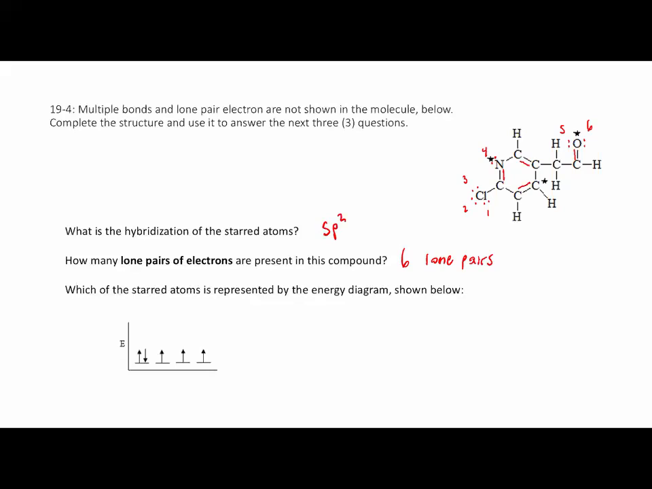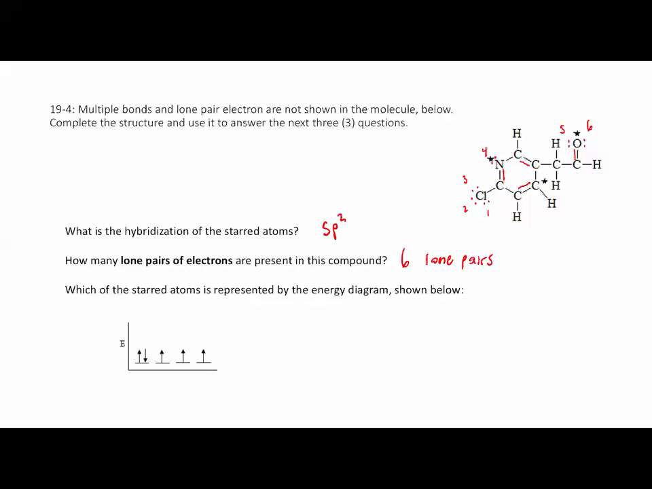Okay, so the last question: which of the starred atoms is represented by the energy diagram shown below? So the particular combinations of standard atomic orbitals added together determines the shape and energy of hybrid orbitals formed. So the energy of the hybrid orbitals is the average of the atomic orbitals used to form them. So if we look at this energy diagram, all of these hybrid orbitals have the same energy.